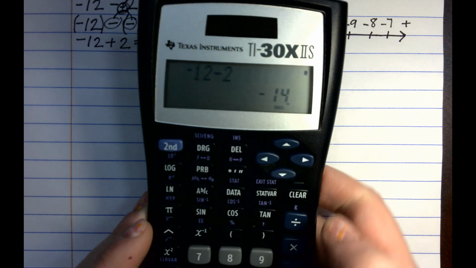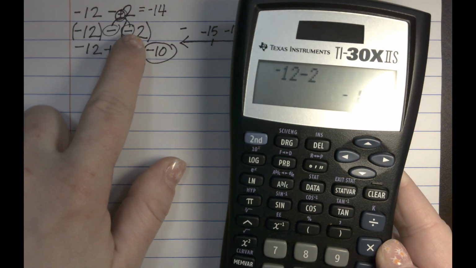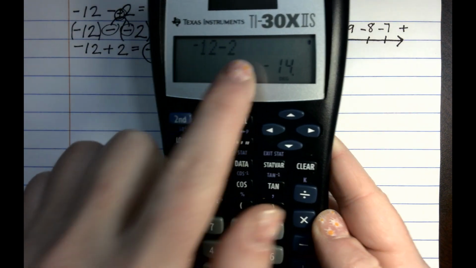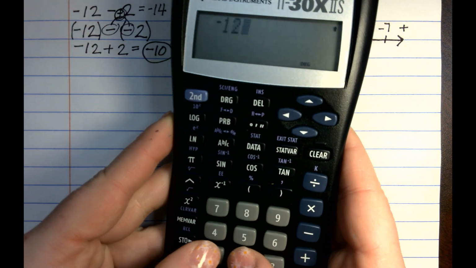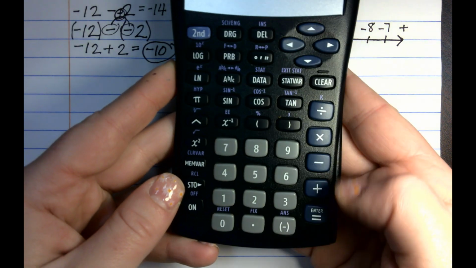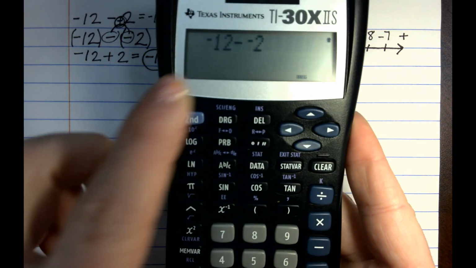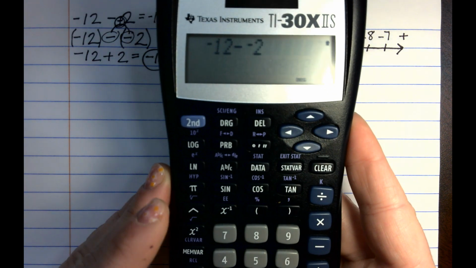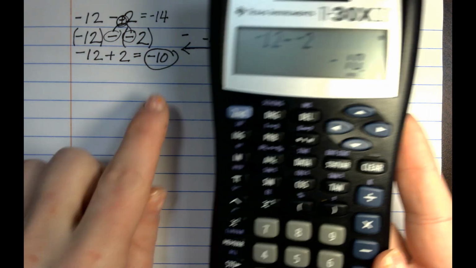And that one does give us negative 14. But when I do negative 12 minus negative 2, this is just minus 2. Minus negative 2 is going to be different. Negative 12 minus negative 2. See how that's typed a little different? And I hit enter, and I get negative 10.